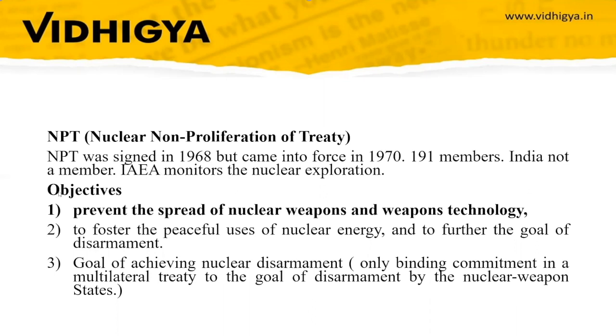Now, what are the objectives of NPT? First objective is to prevent the spread of nuclear weapons and weapons technology. Second, to foster the peaceful use of nuclear energy and to further the goal of disarmament. And third, the goal of achieving nuclear disarmament. NPT is the only legally binding commitment in a multilateral treaty to the goal of disarmament by the nuclear weapon states. So these are the objectives that you have to remember; the most important objective is to prevent the spread of nuclear weapons and weapons technology.